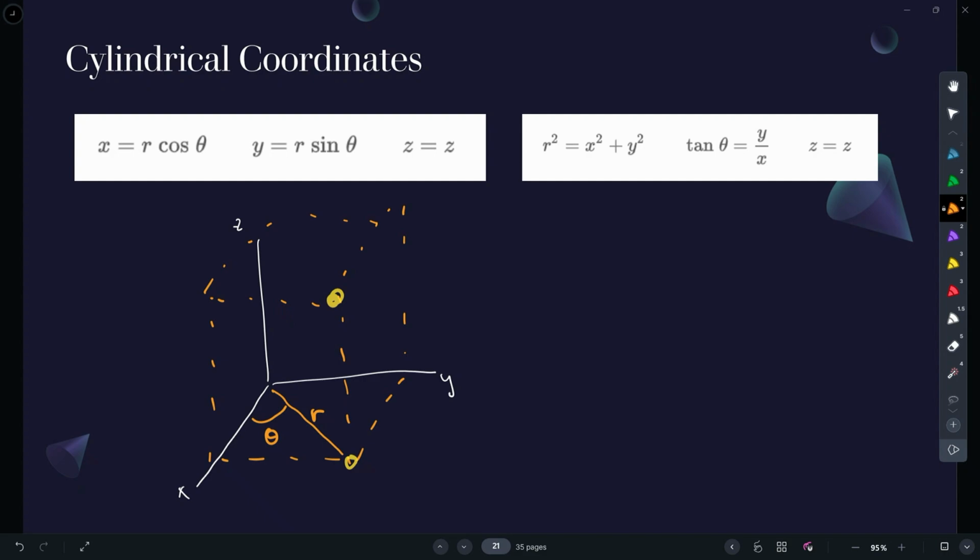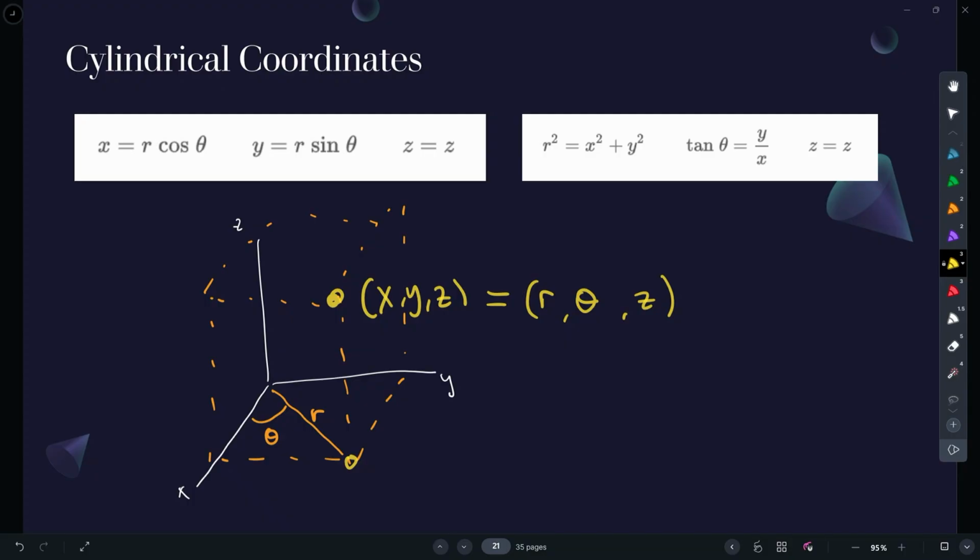So this point that was x, y, z will be given in cylindrical coordinates by radius, that's the distance to the origin of the projection; angle, that's the angle of the line to the origin with the x-axis; and how high up it goes, the z value. The z value stays. So that's a different way of describing points.